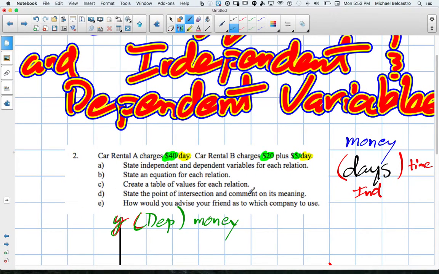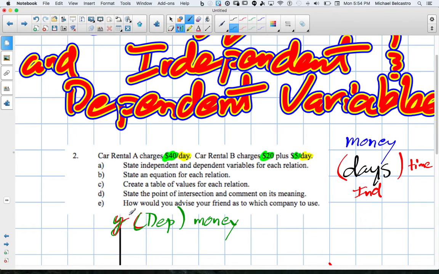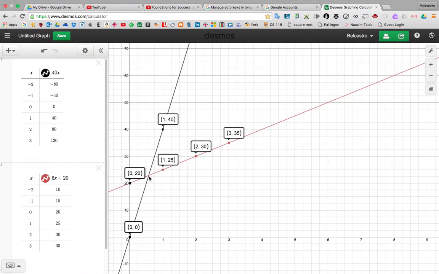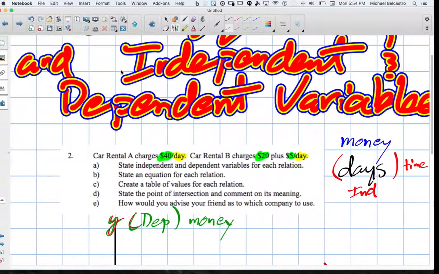Point of intersection, we commented on it. That's where company A eventually surpasses company B as being the more expensive company, and it occurs before we even rent the car for a day. And how would you advise your friend as to which company to use? I would tell them, assuming you're going to rent a car, go with company B because it's going to be cheaper. In almost every case, unless for some weird reason you decide to drop $20 and walk out and never rent a car, which is a really odd thing to do. Okay, good.